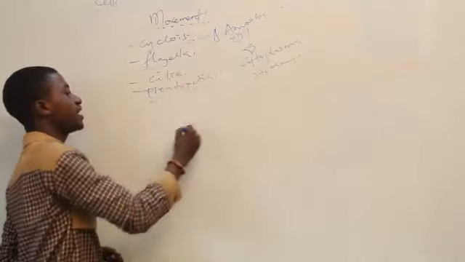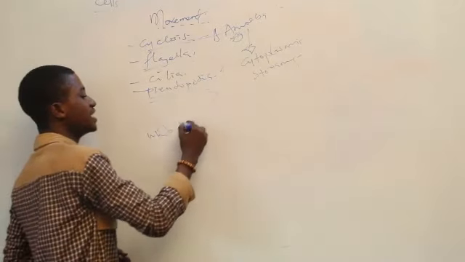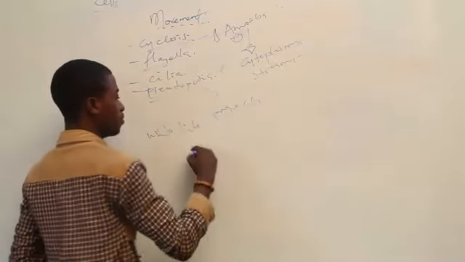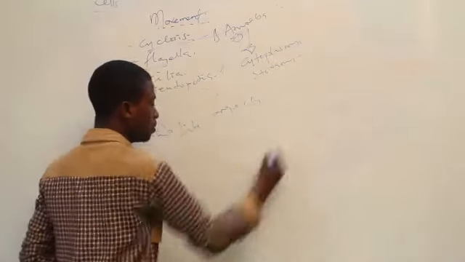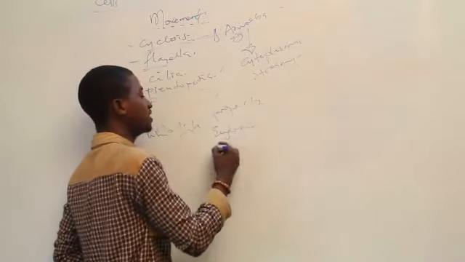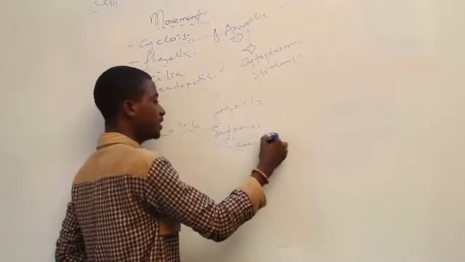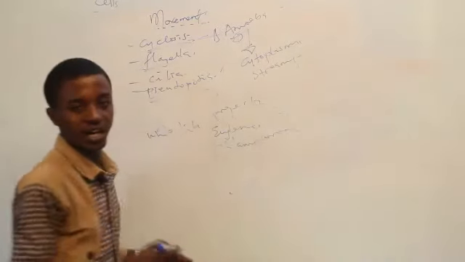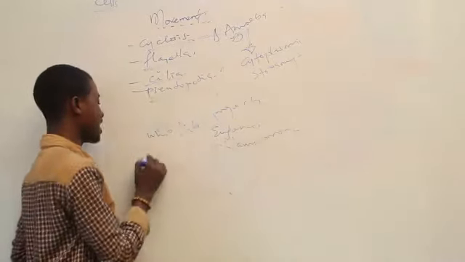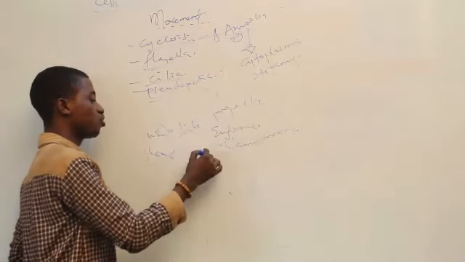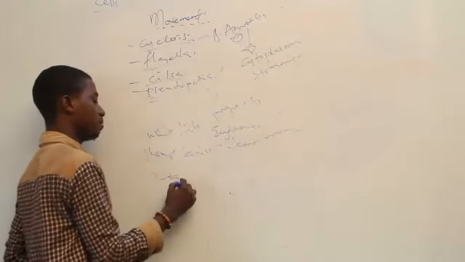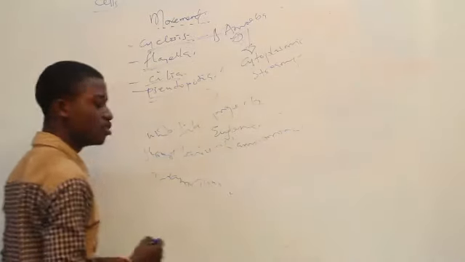What is a flagellum? A flagellum is a whip-like projection, something like this. It is found in organisms like Euglena viridis and Chlamydomonas. These organisms possess flagella. What are cilia? Cilia are short, hairy structures. They are found in organisms like Paramecium caudatum.